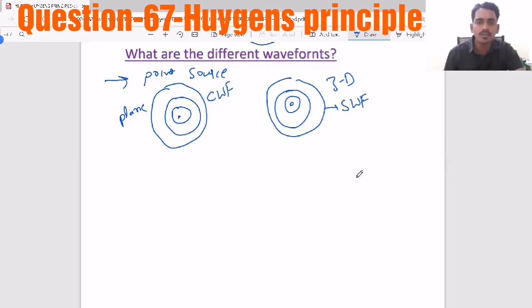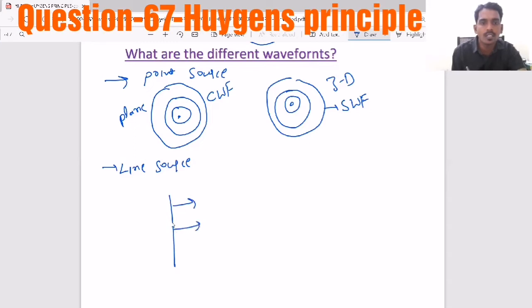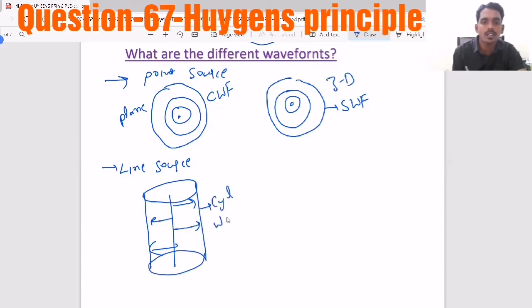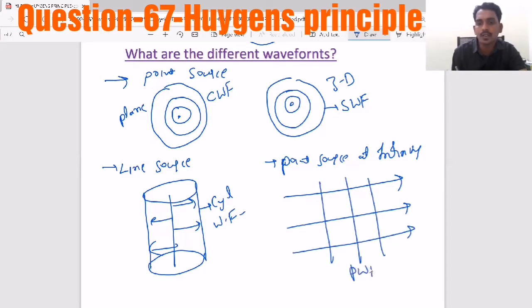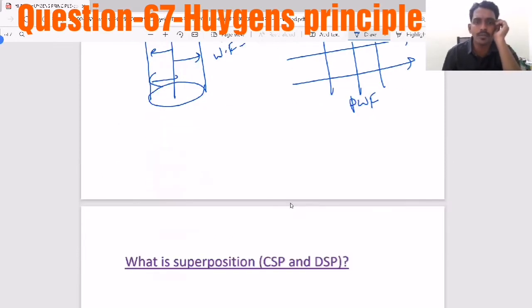Now if there is a line source, just like a tube light, then all the rays are perpendicular to it, so you have to imagine a cylindrical wavefront. So what kind of wavefront will it become? Cylindrical wavefront. Or for a point source at infinity, we take the rays as parallel to each other. Then you have to imagine a plane wavefront. So these are all the different types of wavefronts.